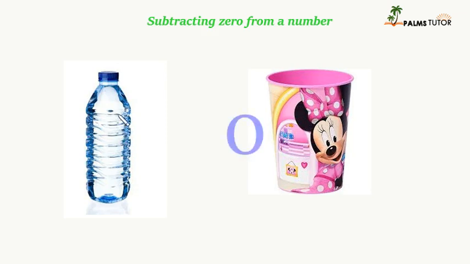I'm going to get 0 water from this bottle. Can you imagine that? Getting 0 cup of water from this bottle means take nothing away, because 0 means nothing. So, taking away 0 leaves us with the same quantity. The water remains full. It remains the same because we are not taking any water away from it. Same way, when we take 0 away from numbers, the numbers remain the same.